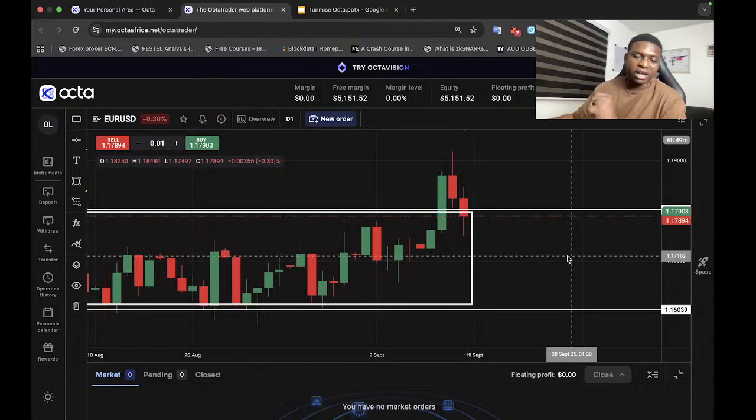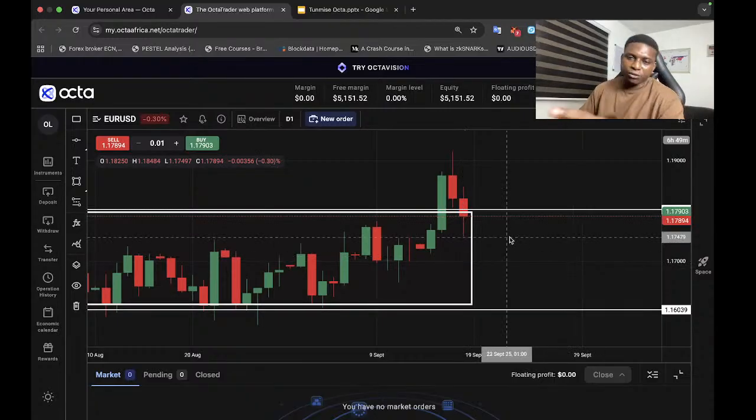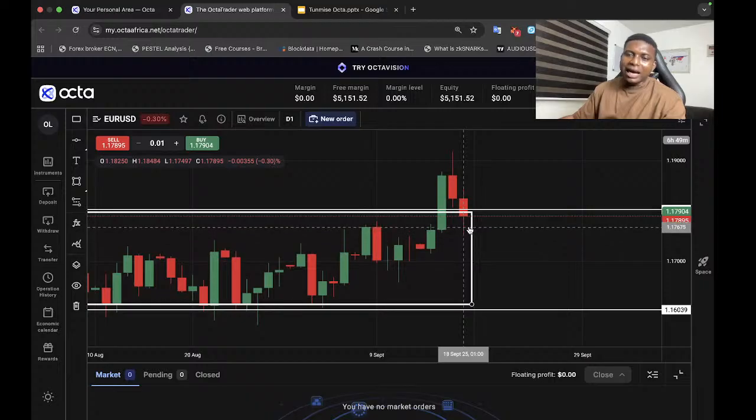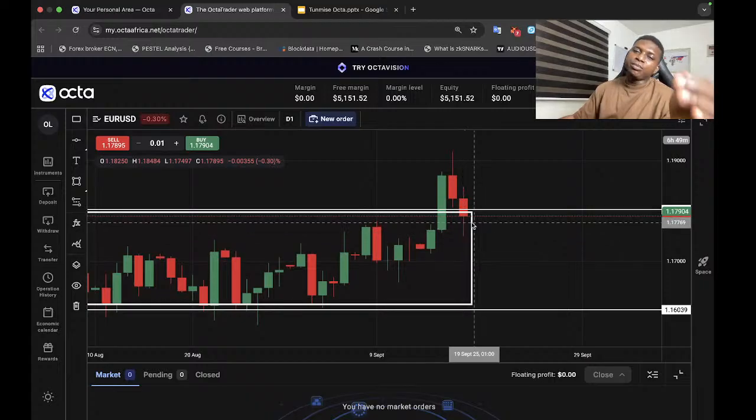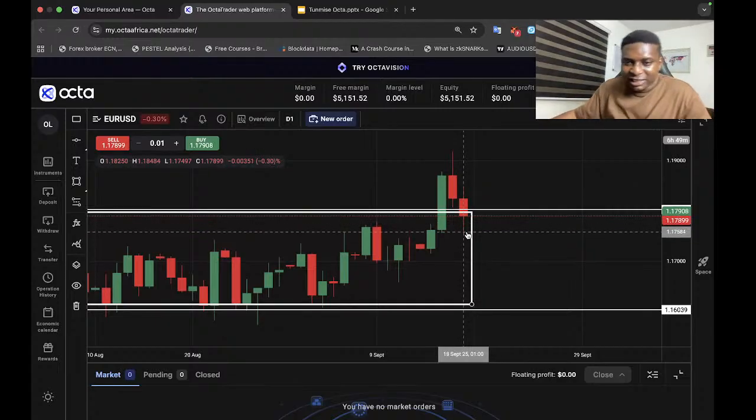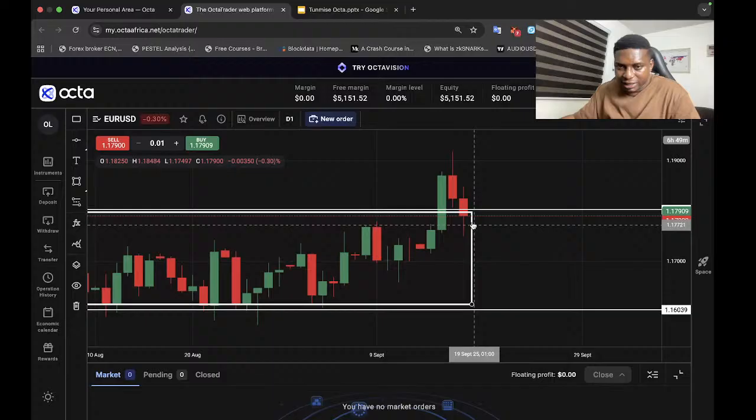But from observation, if you look at it, you'll see that the resistance zone is now acting as a support, and that is why we are seeing this long wick to the downside here.